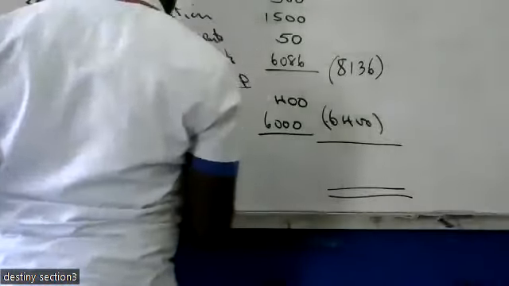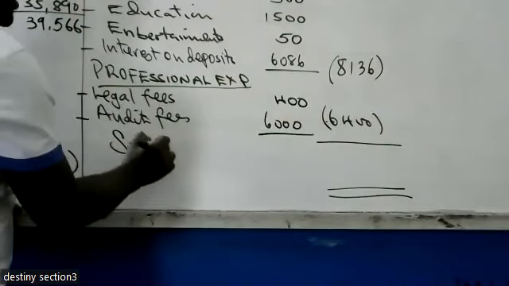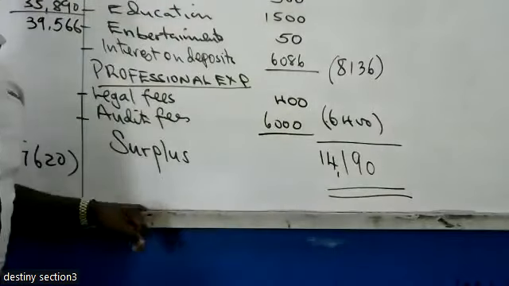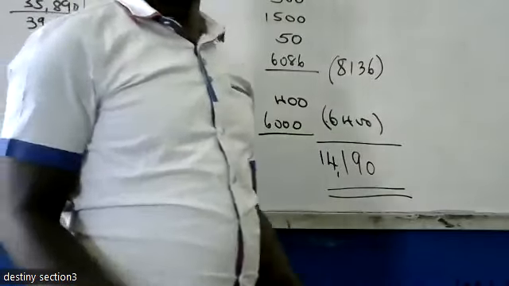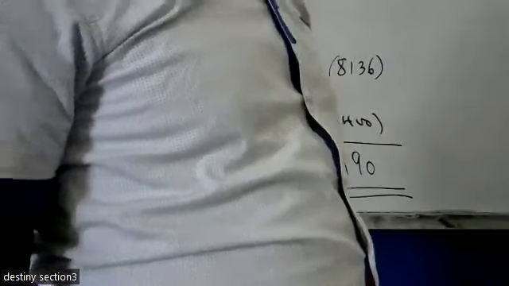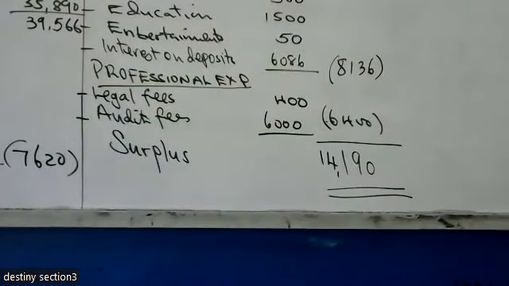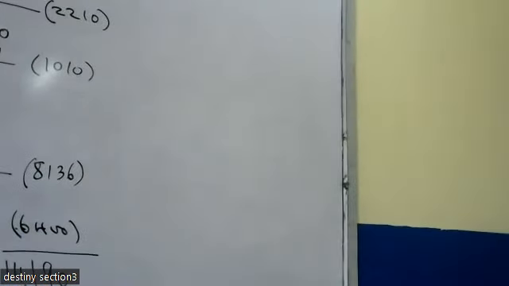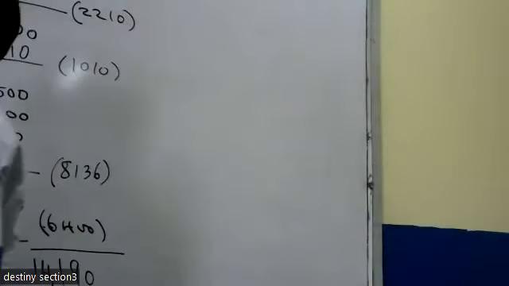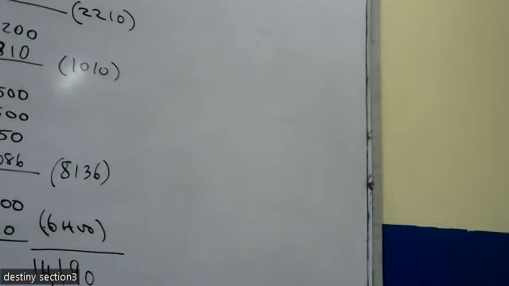So we have a surplus of 14,190. Who has a question before I go to the balance sheet? Who has any question before we go to the statement of financial position? Functional heads. Yes, Brian. What about the functional heads?